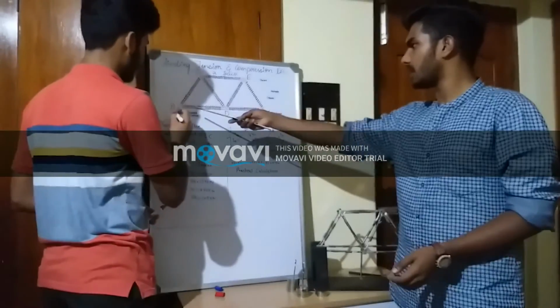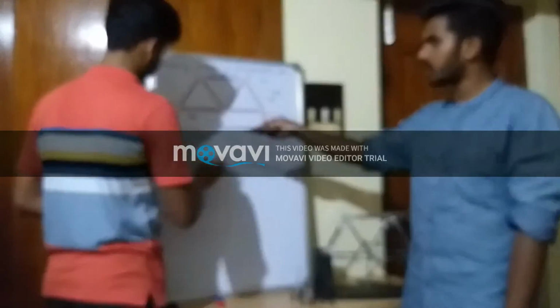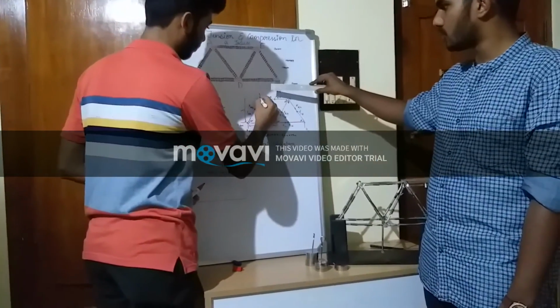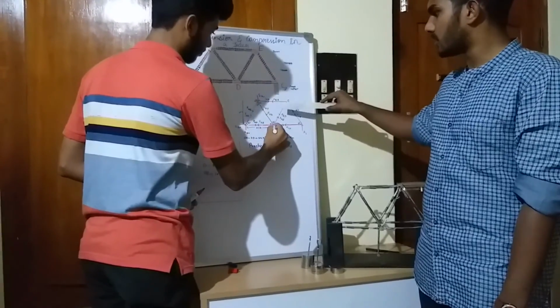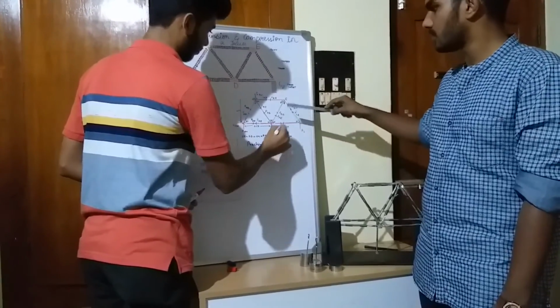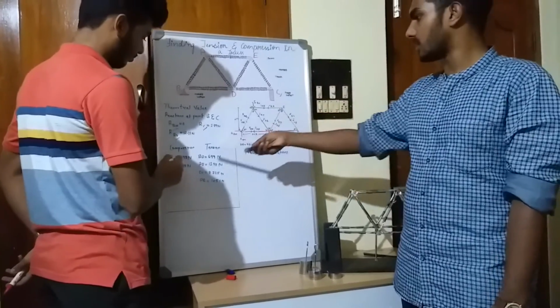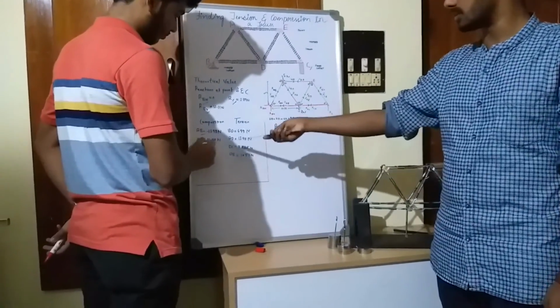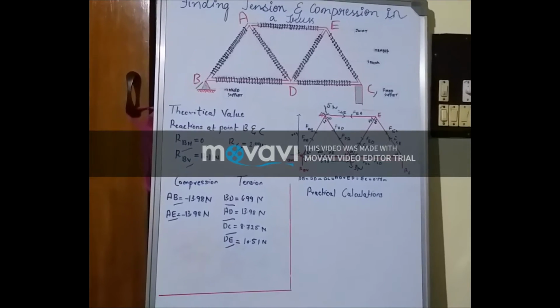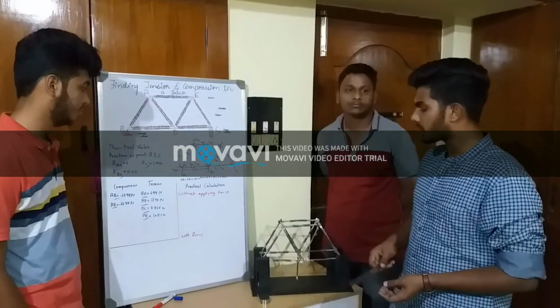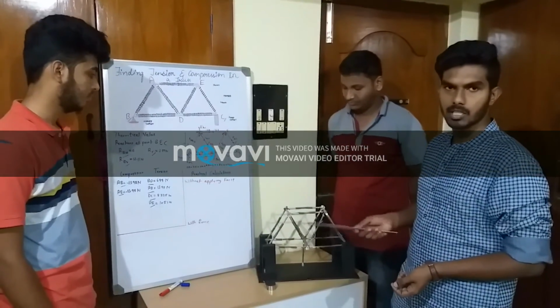In the figure at B and C, we have already calculated the reaction force. Let us assume we are applying a 5 Newton force at point A and a 3 Newton force at point D. When we apply both the forces, we will get the tension and compression in all these members. Now we will practically determine the tension and compression in each member.